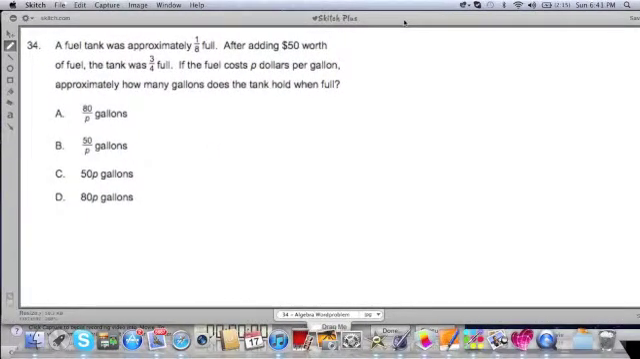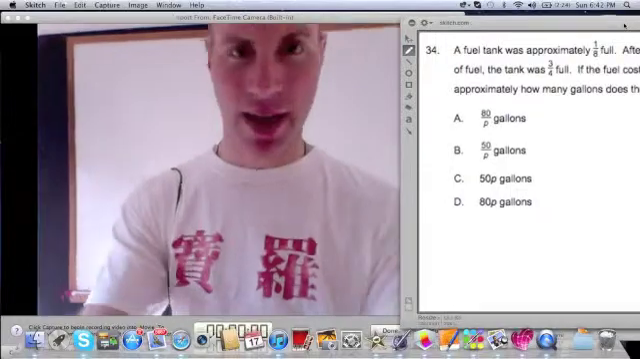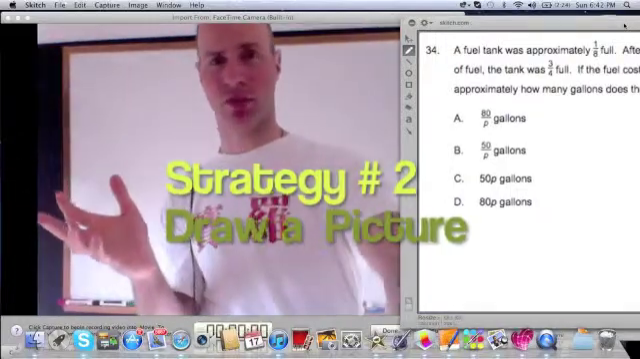Well, we've said this before, but you always want to read this at least two times. And as you read it twice, you're going to look for key details. On the second time around, you're looking for details like this: there's a fuel tank and it's 1/8 full. So how can I represent that fact of a fuel tank being 1/8 full?